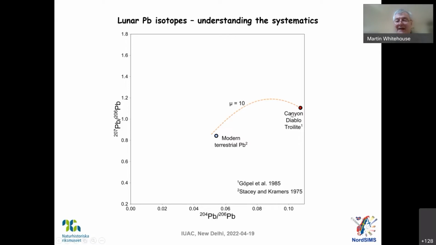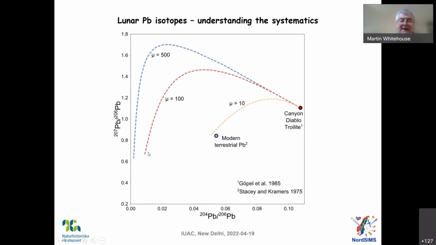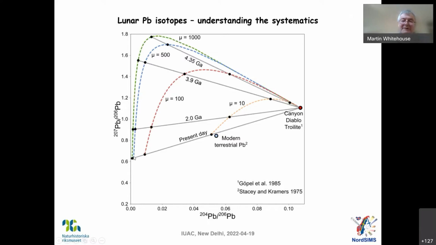Well, if we take a mu of 10, here you see we roughly hit modern terrestrial lead from Canyon Diablo troilite through time. If we take a mu of 100, we end up going to very high ratios here on 7.6 and then ending up somewhere here at present day. If we take mu of 500, even more extreme high ratios at some point and then ending up somewhere down here. Same for 1,000. And so we can define isochrons in here, 2 billion year isochron, 3.9 billion year isochron, 4.35 billion year. The systematics are fairly straightforward when you get your head around this diagram a little bit.